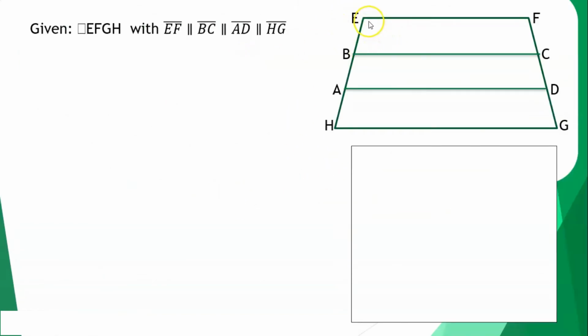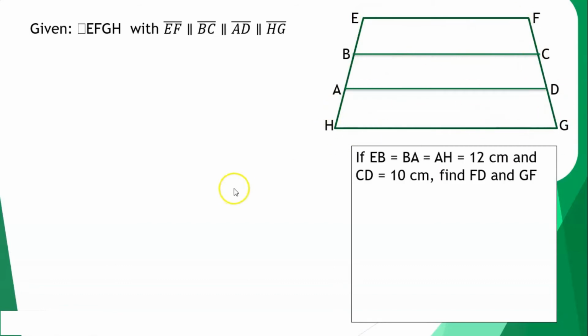Now we have here quadrilateral EFGH with EF parallel to BC, parallel to AD, and parallel to HG.